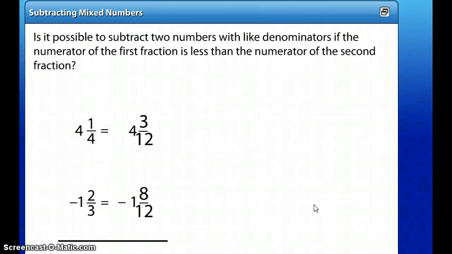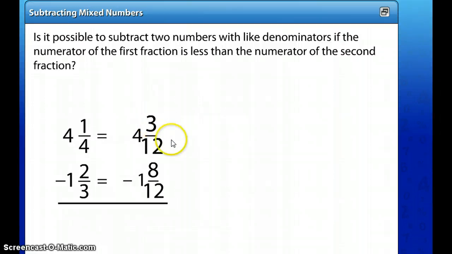Is it possible to subtract two numbers with like denominators if the numerator of the first fraction is less than the numerator of the second fraction? Look here. Here's where the difference comes in. Here's where it changes a little bit from yesterday. Yesterday, if this was adding, we just go ahead and add them up and put our answer. But look here. This 3 in the numerator spot is less than 8. We can't say 3 minus 8. Can we? No. That rule still applies even with fractions. So let's see how they propose we fix this. Watch.